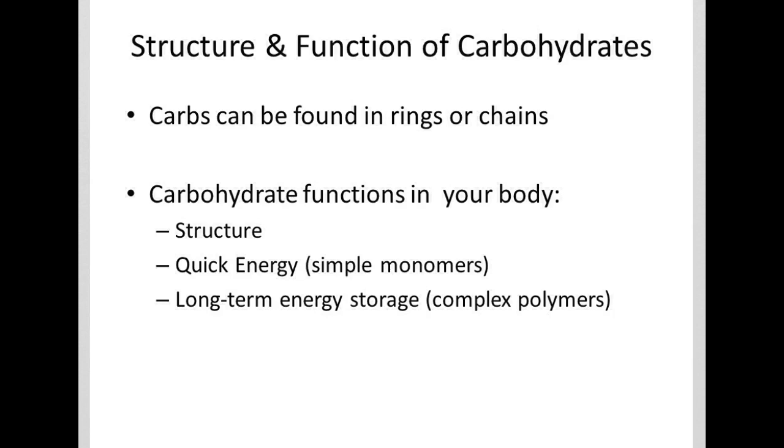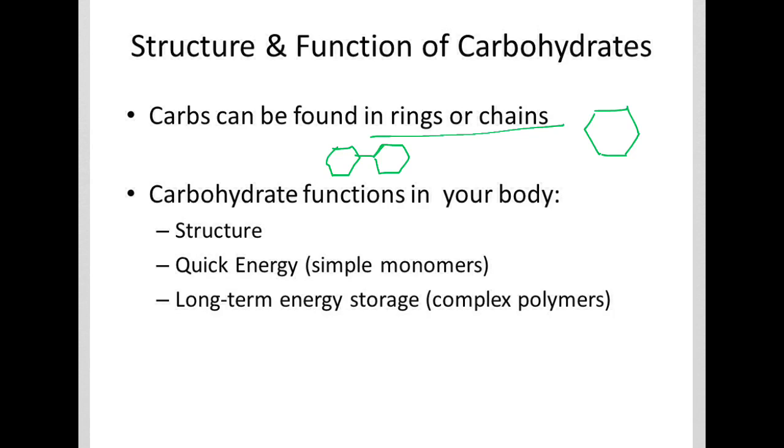Carbs, sort of a shortened word for carbohydrates, can be found in rings or chains, which we know that carbon is really good at forming. And so we already saw glucose had sort of a ring like that, and then maltose was basically a chain of rings, and we'll see more polysaccharides like that in a moment.